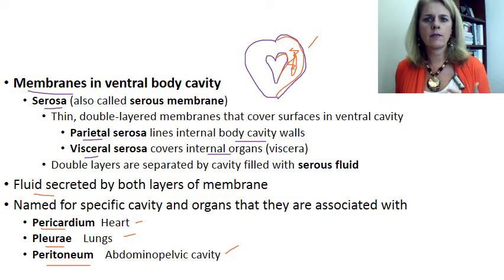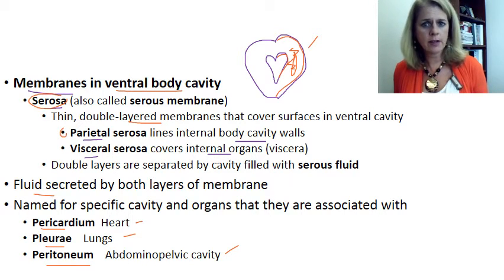So again, you have a double layered membrane that surrounds the organs in the ventral body cavity called serosa. And you have a parietal serosa that lines the cavity and a visceral serosa that actually covers the organ. Okay, so we'll go into detail next.